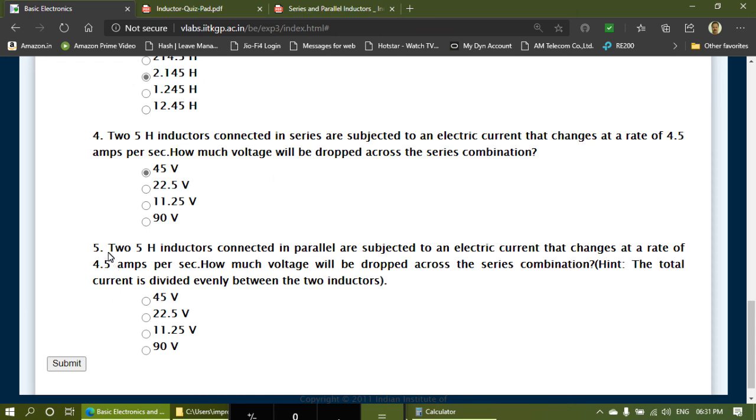Now the problem number 5, where two 5 Henry inductors are connected in parallel. Here it was in series and now it is in parallel, subject to an electrical current that changes at a rate of 4.5 amps per second. How much voltage will drop? So in that case, that was in series, and now it will be in parallel.